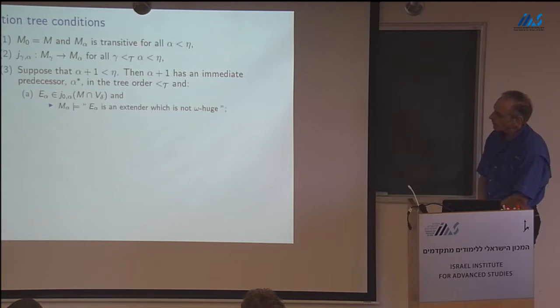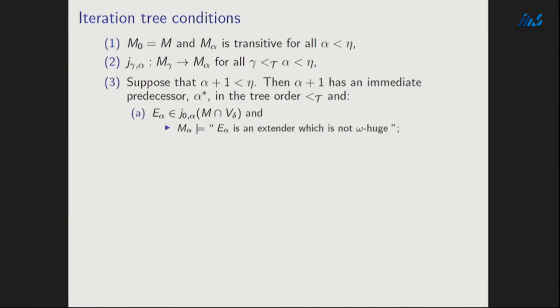So suppose alpha plus 1 is less than eta, that's the length of the iteration tree. Then alpha plus 1 has an immediate predecessor in the tree order. We always denote that alpha star. Put a subscript t if there's some ambiguity present. E alpha has to be in J0 alpha of M intersect delta. Remember, that's that initial segment of M. That's a nice ZFC model. M alpha has to think E alpha is an extender which is not omega huge. So it doesn't have the maximum possible closure strength.